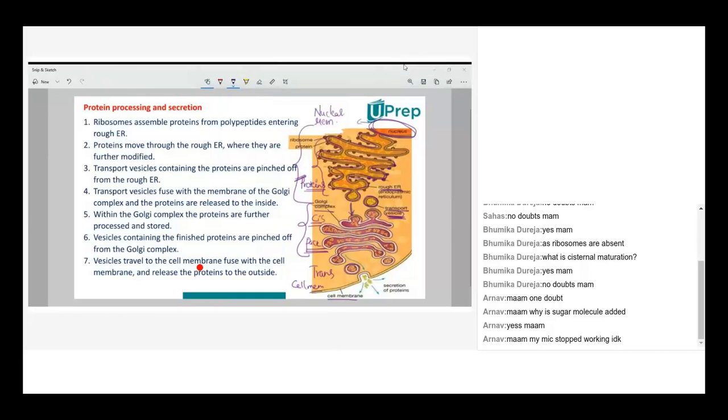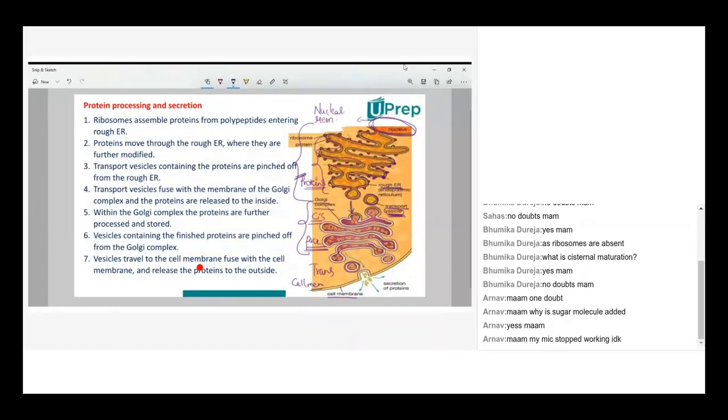When you take the order, you'll have the nuclear membrane, which will be in continuation with endoplasmic reticulum, which will be in continuation with Golgi complex. That will end up with the cell membrane. So this is a kind of flowchart you have to remember.